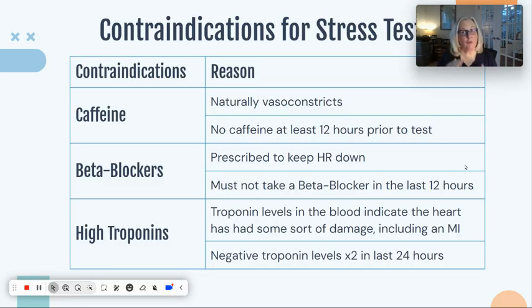Now, if their troponins are negative first and then they start to rise, then we're worried. We're not going to put them under stress. We're going to try a different test. Typically, it's a CTA, which is a CAT scan of your heart arteries, or a cardiac cath. If the troponins are high enough and they think there might be a blockage, they'll go right to a cardiac cath. Okay, so those are contraindications, reasons we will not run the stress test.